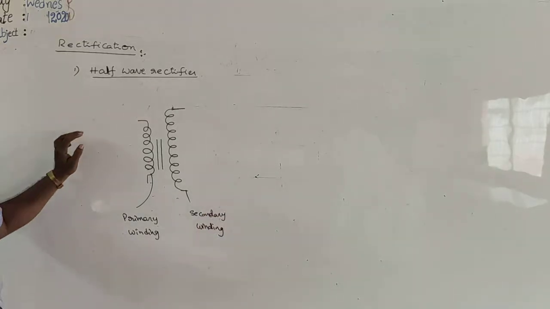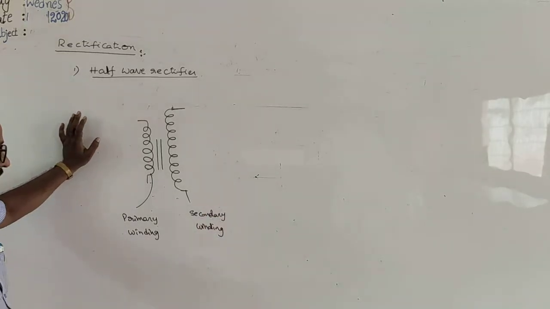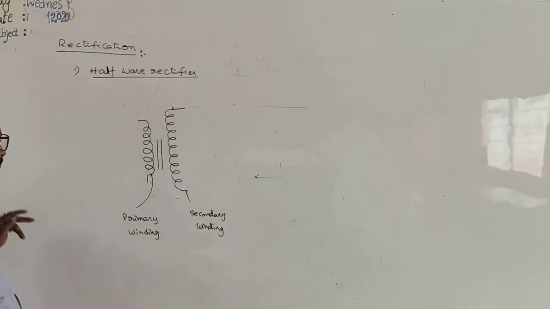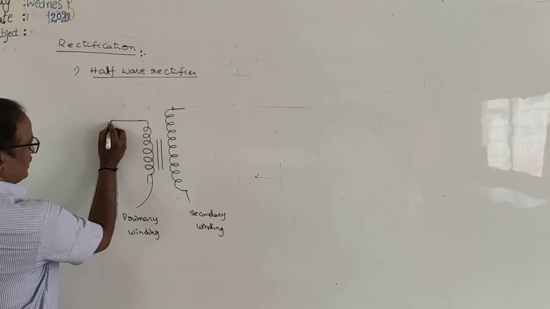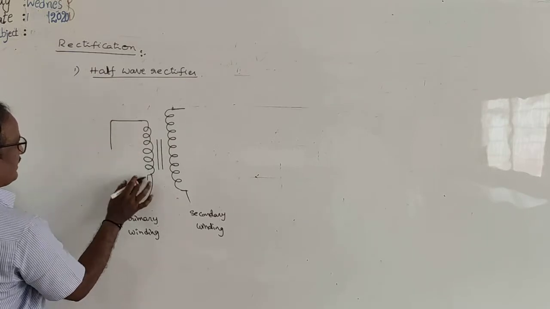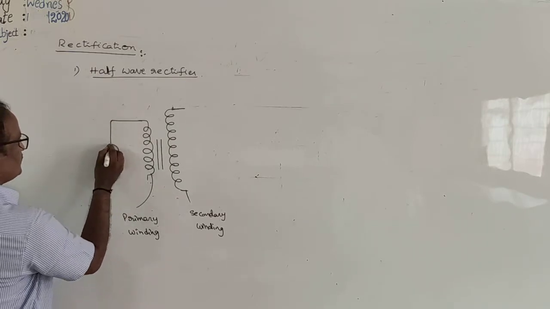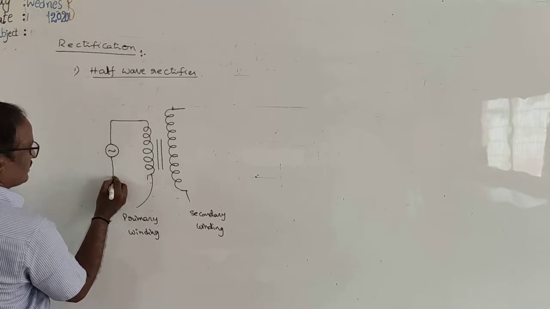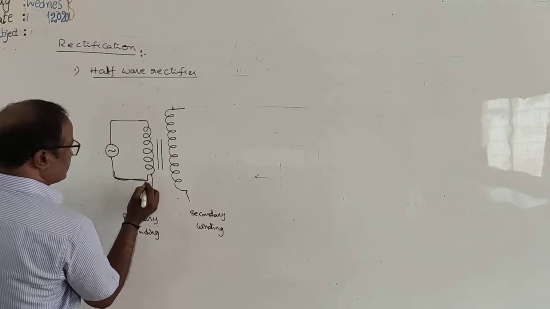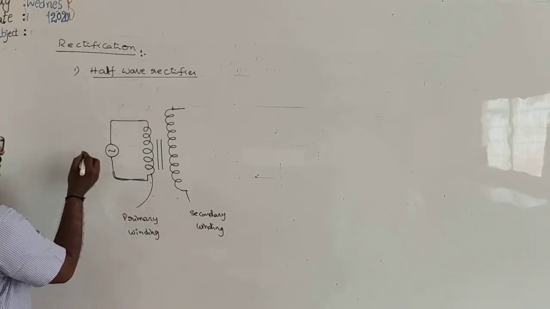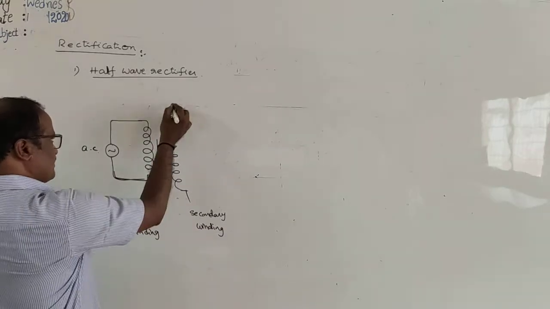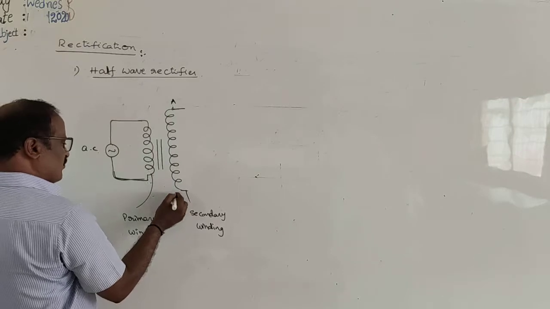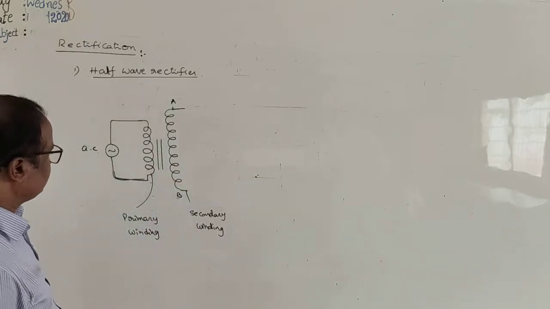Now what is our aim? We convert AC into DC here. Suppose the AC is connected across the two terminals of the primary winding. This is the AC source. Also, A and B are the two ends of the secondary winding.